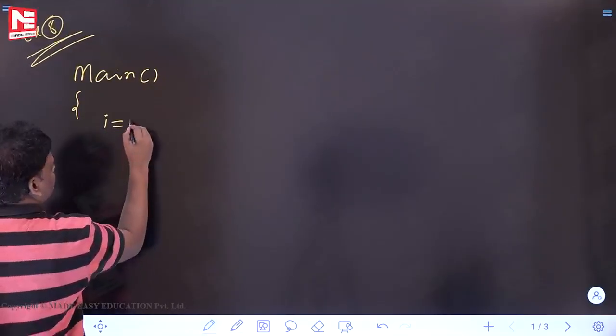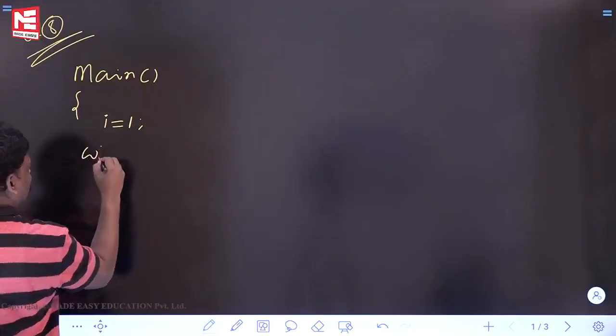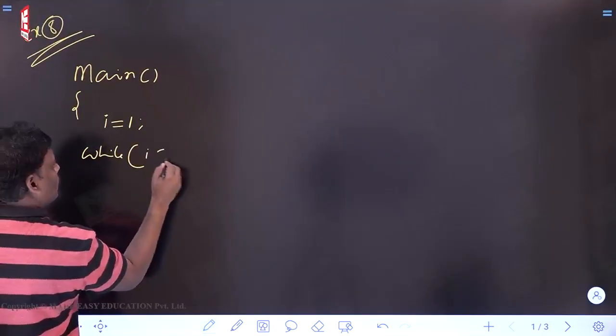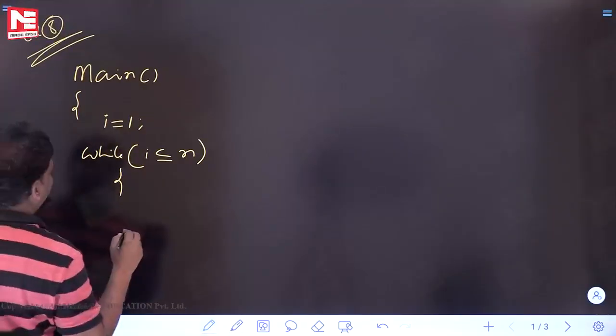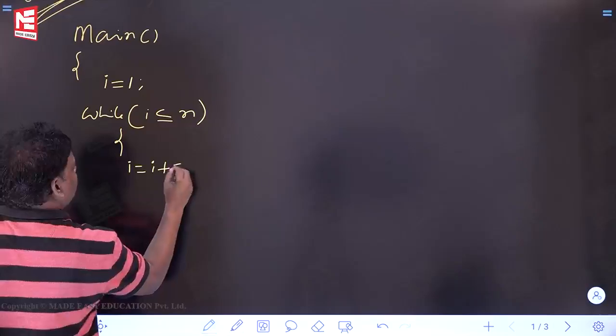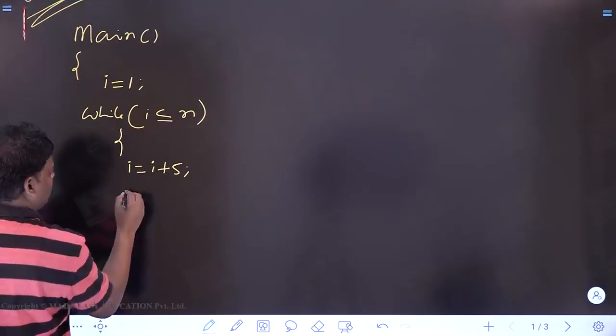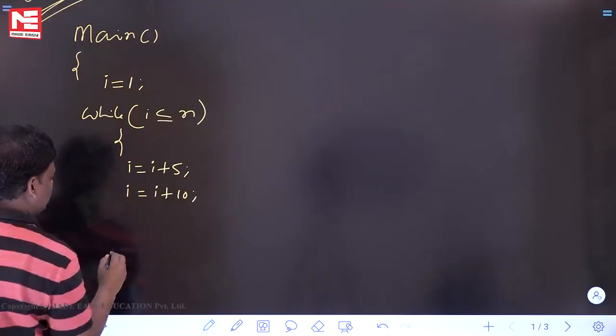Mean. I = 1, while I <= n, I = I + 5. Right, then I = I + 10. Right, like this.